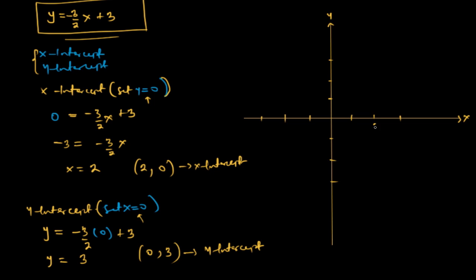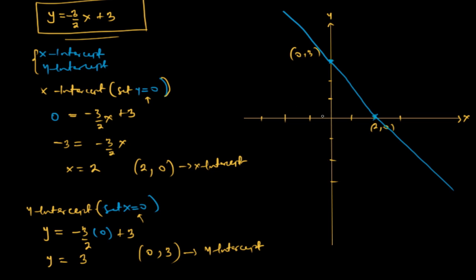is this point here at (2, 0), which I'm going to denote by this. And when x is 0, y is 3. So this is the point (0, 3), and then we graph the line. Just join the points here. This is not accurate, but bear with me. Yeah, something like this.